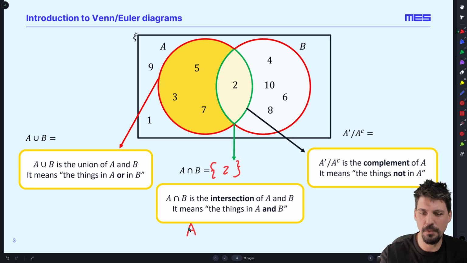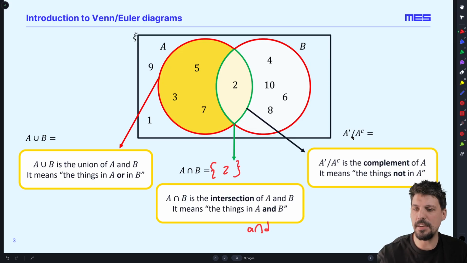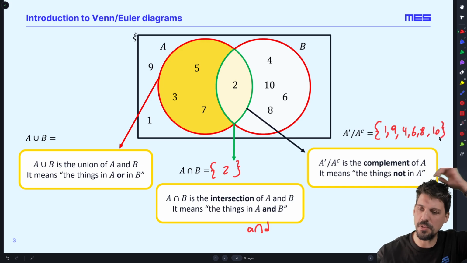And this, you can think of it as AND, right, a big upside down N. The complement, now let's have a look here. A dashed or AC, we're probably going to use the A dash symbol, is the things not in A. So what numbers in here are not in A? Well, 1 is not in A, 9 is not in A, 4, 6, 8, 10 are not in A. Those are all the numbers that are not in A.